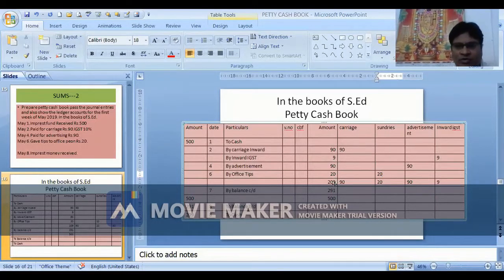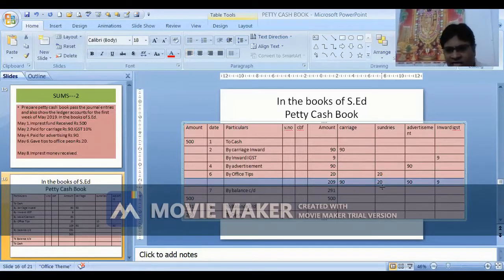Then we have total 209: 90, 20, 90 and 9. If I add this way horizontally, then also it is coming 209, and if the amount column is added, then also it is 209.